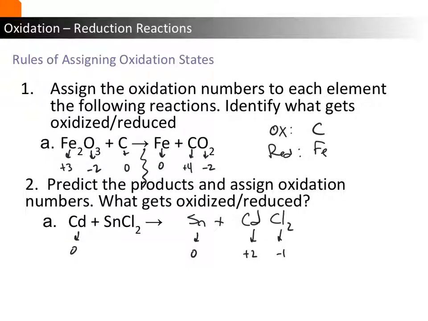Cadmium starts out as a 0 because it's in its elemental form. Chlorine is a -1 because any halogen outside on the ligand is a -1 charge or -1 oxidation state.